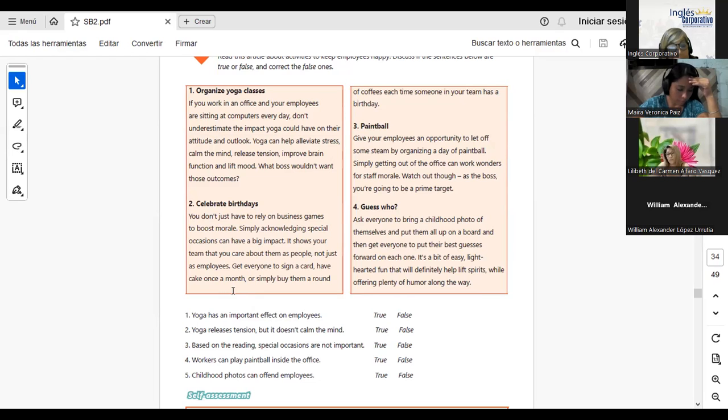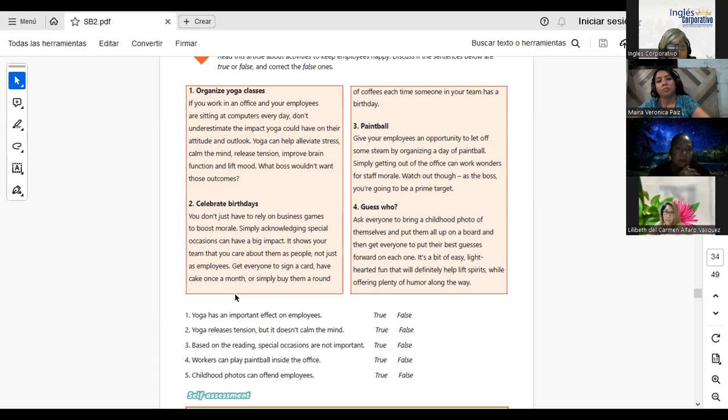Okay, number three. Based on the reading, special occasions are not important. False. It's false. What is the correct information? Special occasions can have a big impact. Exactly, Lilibet. Exactly.